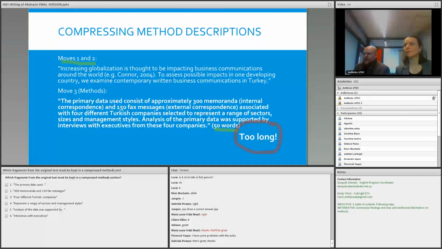If you have any questions about the activity, let us know. Take all the ones you think are important. Remember, you can take more than one. At least, I think that at least 3 could be kept, so that we can reduce this method section from 50 words to, let's say, 30 words.